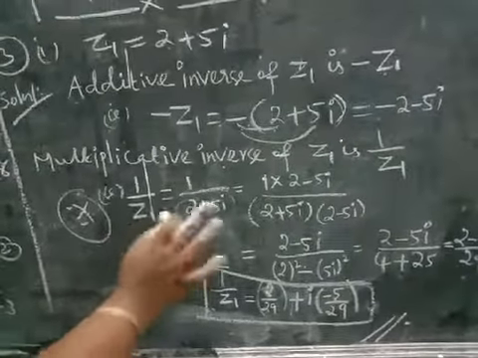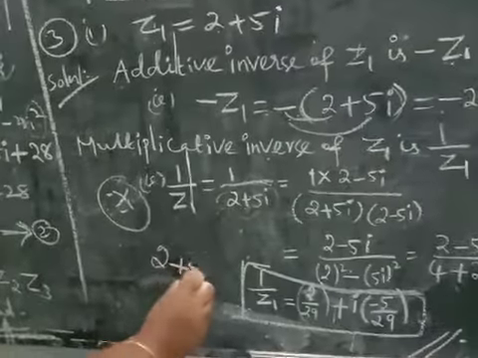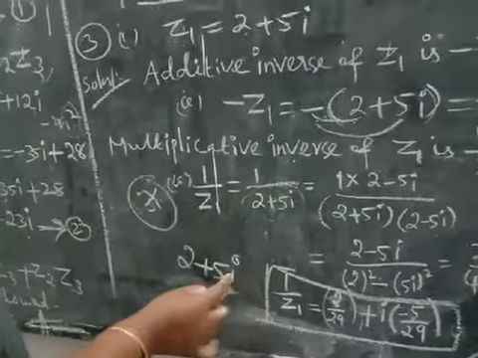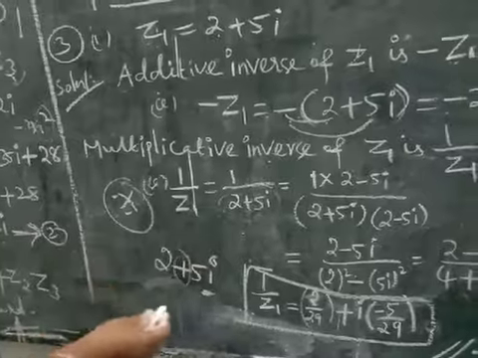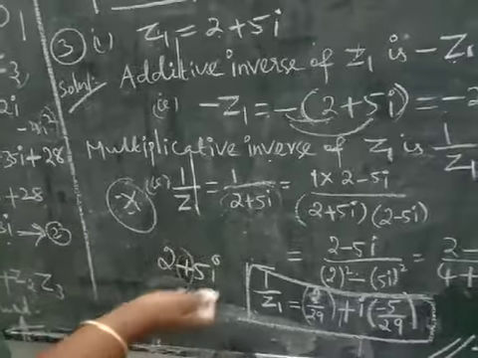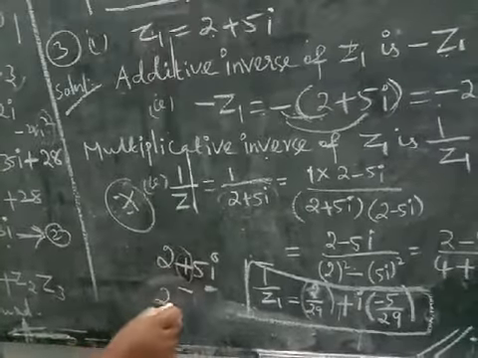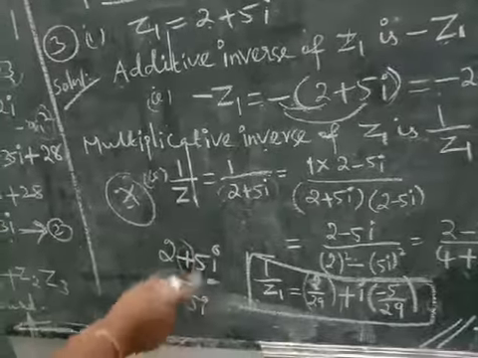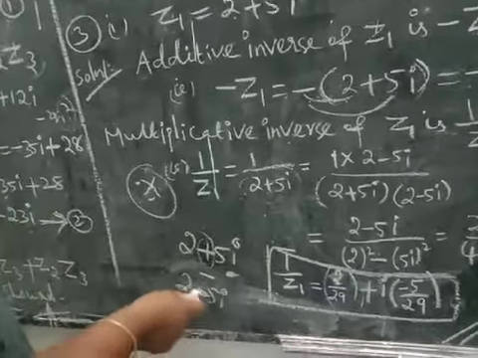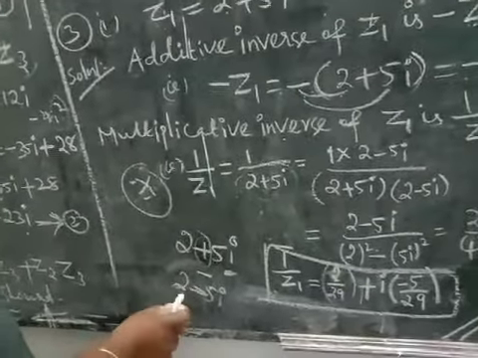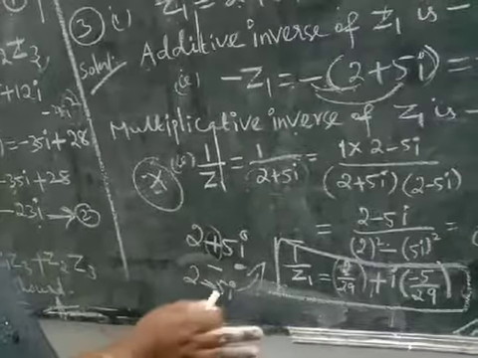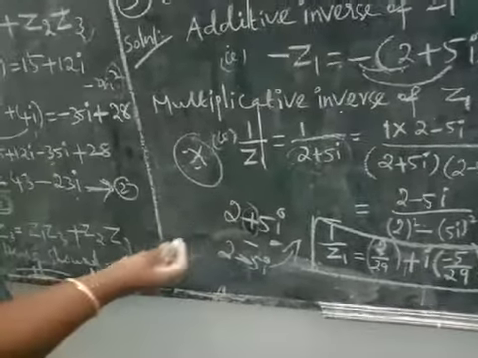Now conjugate is nothing but, see, 2 plus 5i. Look at the imaginary part. Imaginary part plus means you change into negative, minus: 2 minus 5i. Suppose if it is minus, the conjugate of 2 minus 5i is 2 plus 5i. That's all. Check. Now I will ask one question.